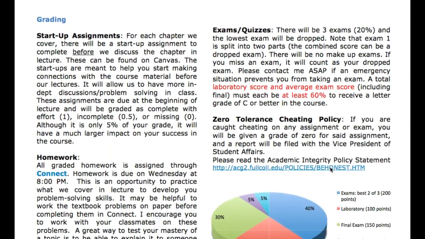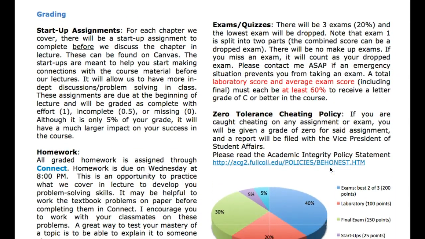On the next page, you have more information about my grading. We are going to be doing some startup assignments where really it's getting you in the habit of looking at the chapter before I lecture on it. I want you to see the material multiple times, and that's going to really help us make some connections.